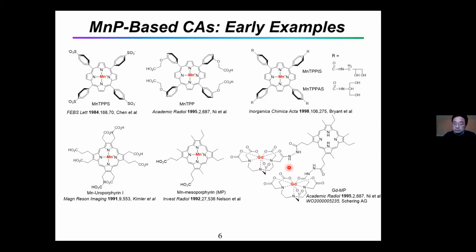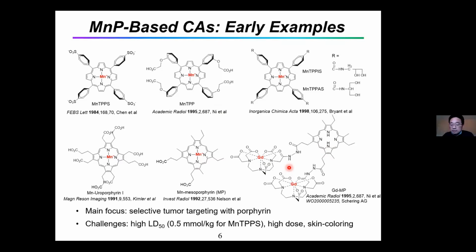The interest in the early days was mostly focused on the tumor targeting ability of the porphyrin, because, as some of you may know, porphyrin is actually a class of therapeutic agent for tumors based on so-called photodynamic therapy. Porphyrin can be selectively taken up by tumor cells, which leads to a selective therapeutic ability. And people thought that if these contrast agents can be selectively taken up by tumors, then we have a very tumor-selective contrast agent.